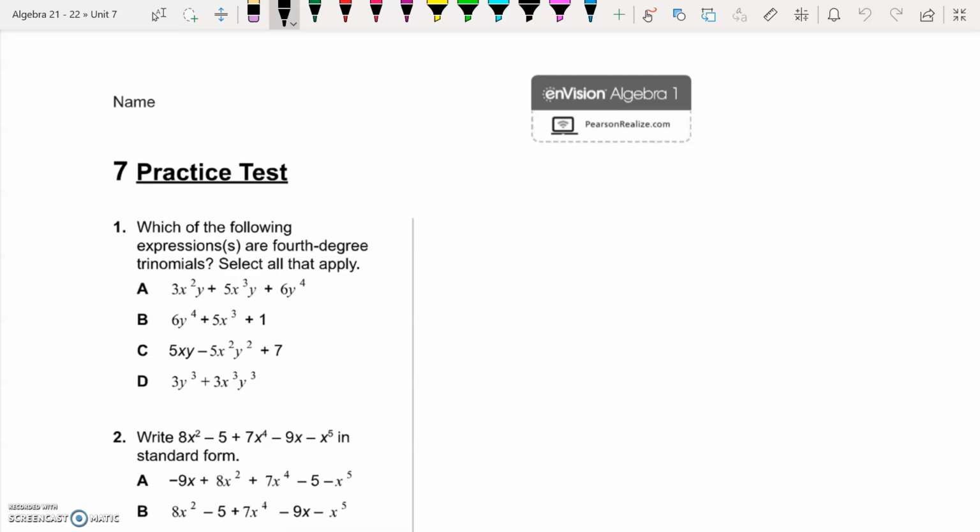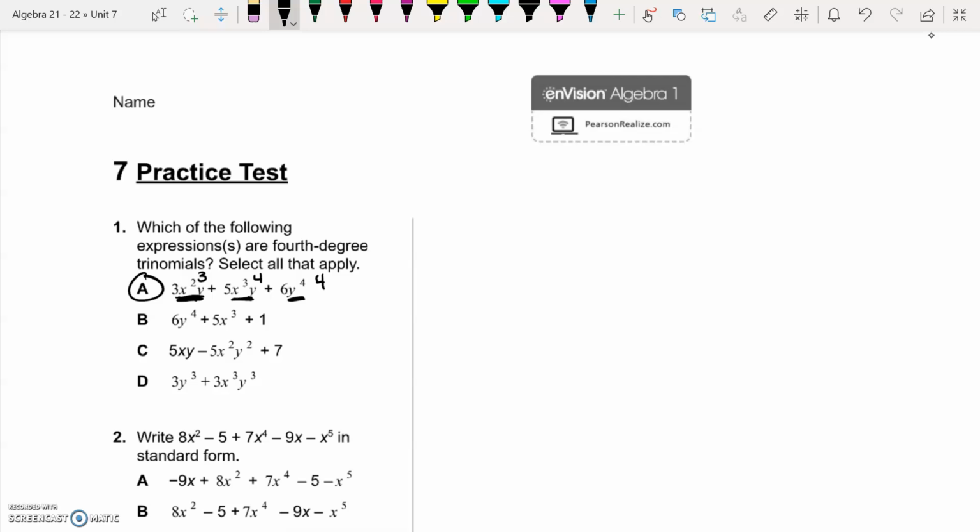Alright, so if you look at this one, if I would add these exponents together, I would get a 3. Add these exponents together, I would get a 4. And this exponent is obviously going to be a 4. So that is a fourth degree trinomial, and it is a trinomial because there are 3 terms. 1, 2, 3. So I would select A.